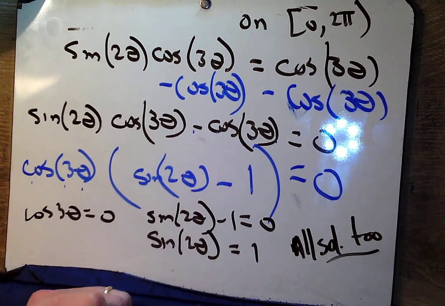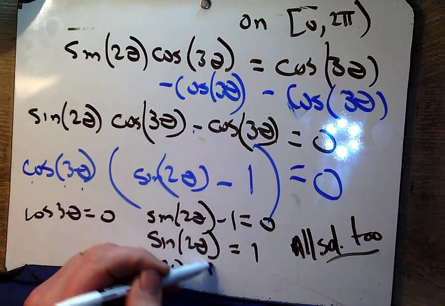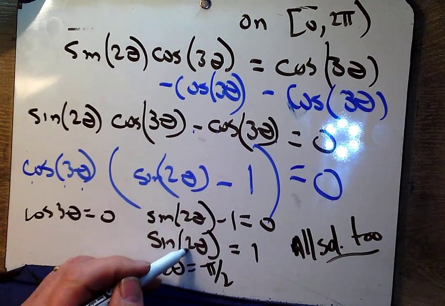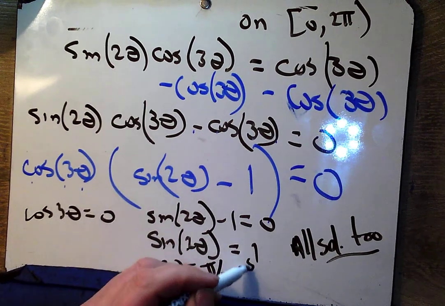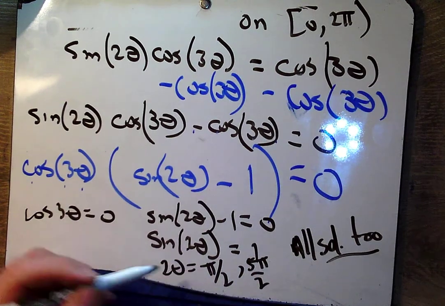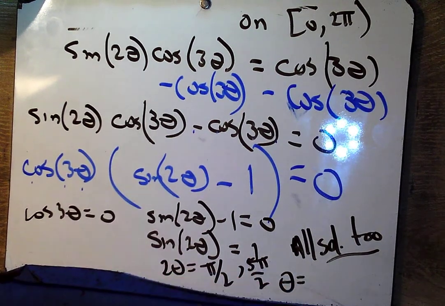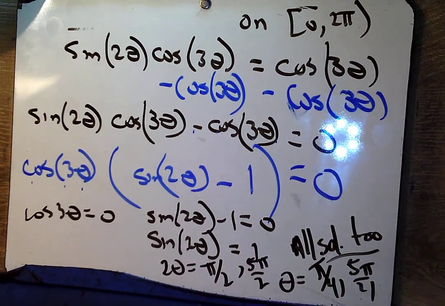When does sine equal 1? Well, sine equals 1 when 2 theta is pi over 2. That's the only time on once around, but we need to go twice around. So 5 pi over 2 is the next time. And if I divide everybody by 2, I'm going to get that theta equals pi over 4 and 5 pi over 4.